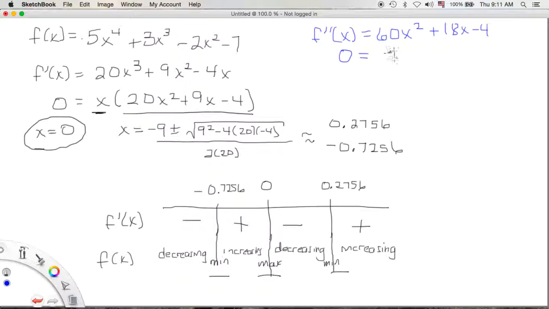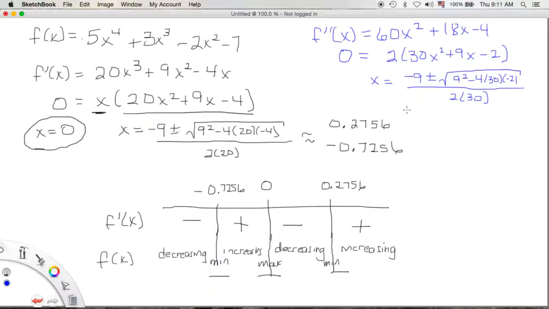So we set it equal to 0, and we can factor out a common term here. And then again, we need to use the quadratic formula. So we say opposite b plus or minus the square root of b squared minus 4ac all over 2a. And we get that x is approximately equal to 0.1486 and negative 0.4486. So these are critical points for the second derivative, which means they're possible points of inflection.